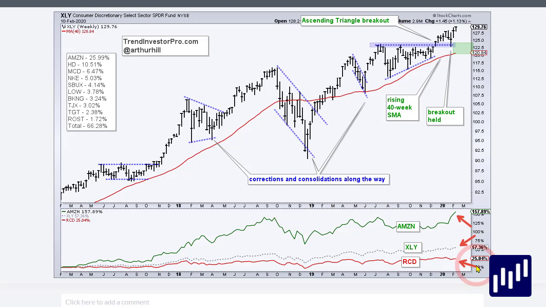It's not that RCD is underperforming again. It's just that XLY is really outperforming. All right, relative weakness doesn't mean something is actually weak. It just means it's less strong than the other sometimes.